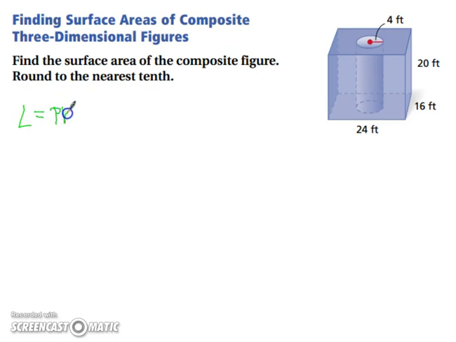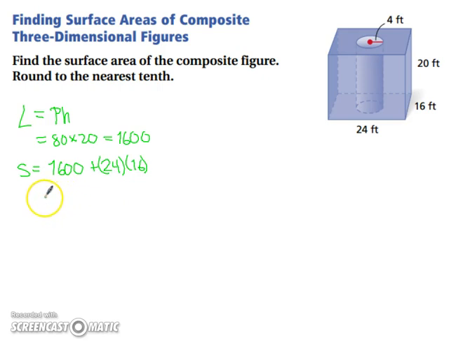Lateral area is perimeter times height, so that equals 80 times 20, which is 1,600. And then we want the surface area, which is going to be your lateral, so 1,600 plus 24 times 16. So our total surface area is going to be 1,600 plus 24 times 16, which brings us to 1,984.